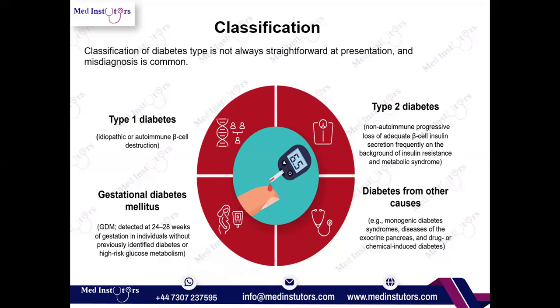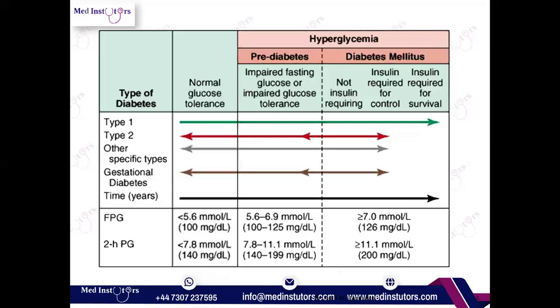So this is the classification of diabetes, and you know how diabetes is diagnosed using blood glucose and HbA1c levels. Now, coming to this, it is just a summary of the same thing that we have discussed: pre-diabetes and diabetes mellitus based on fasting plasma glucose and two-hour postprandial glucose levels. And we have type 1, type 2, gestational diabetes, and other specific types.